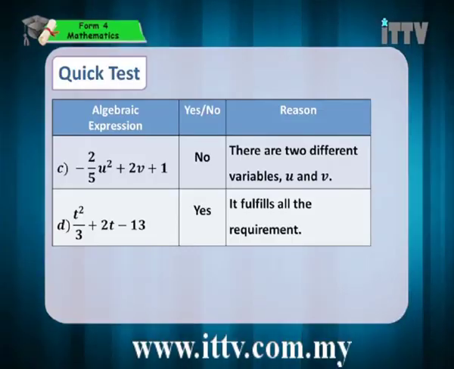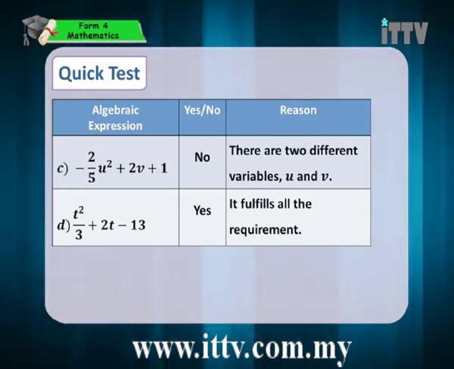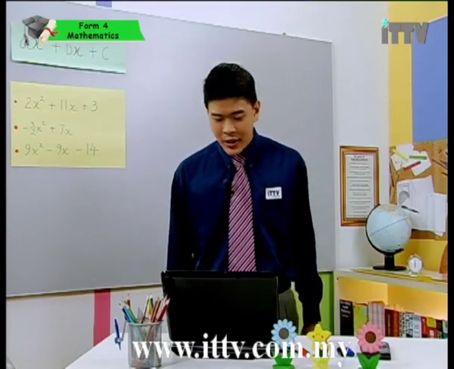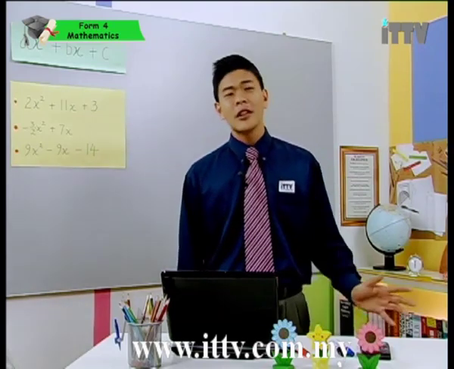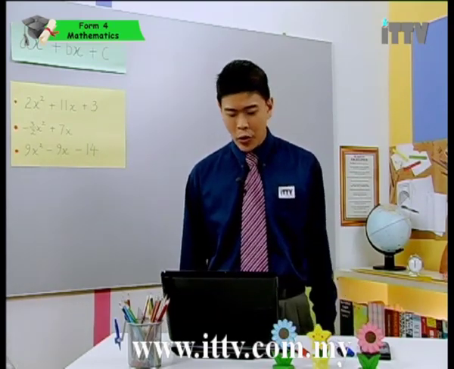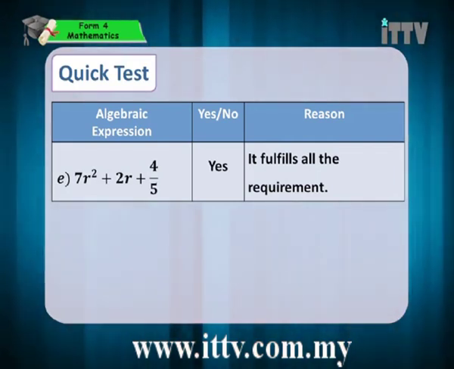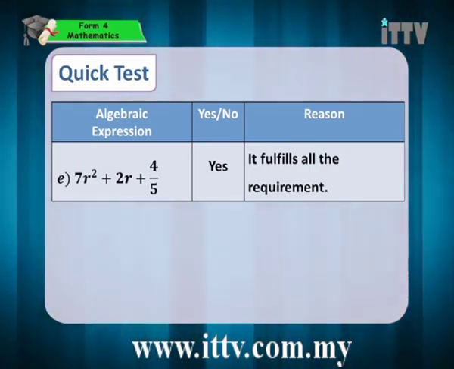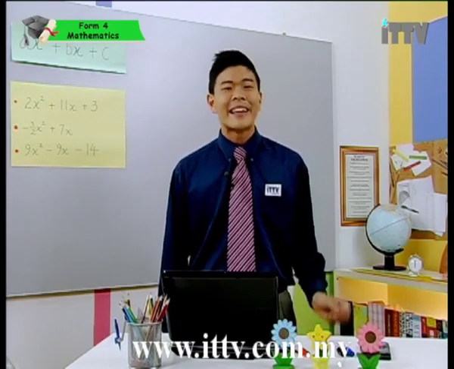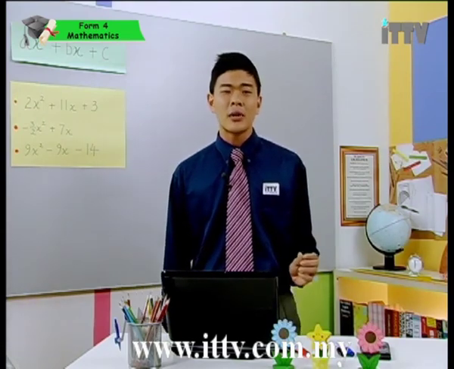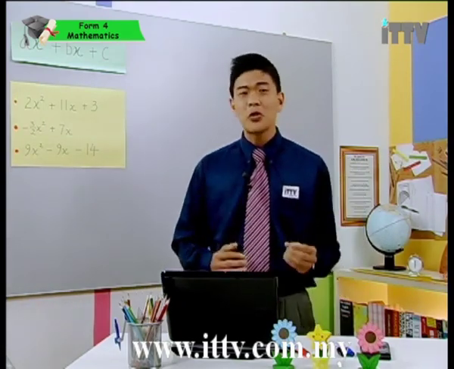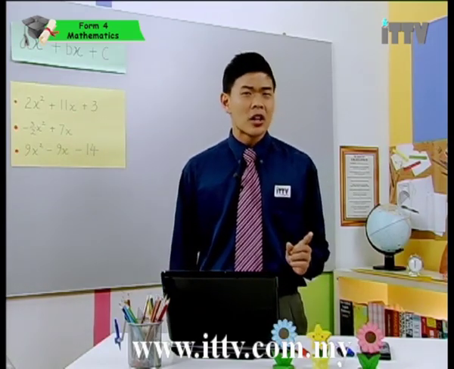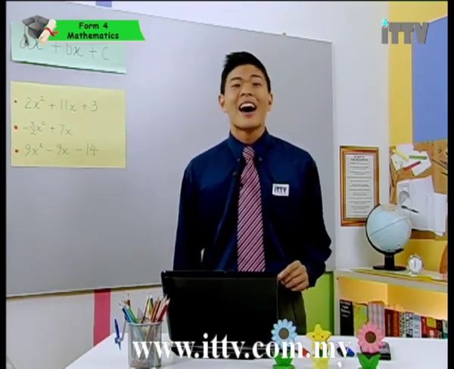In D, t squared over 3 plus 2t minus 13, and it is a quadratic expression, because it fulfills all the requirements. Remember all the requirements. And E, 7r squared plus 2r plus 45. One look, it resembles the quadratic expression's general form. Yes, it is, because all requirements are fulfilled. So you must know how to check whether a given expression is a quadratic expression or not. If it's not, state the reason to justify your answer.